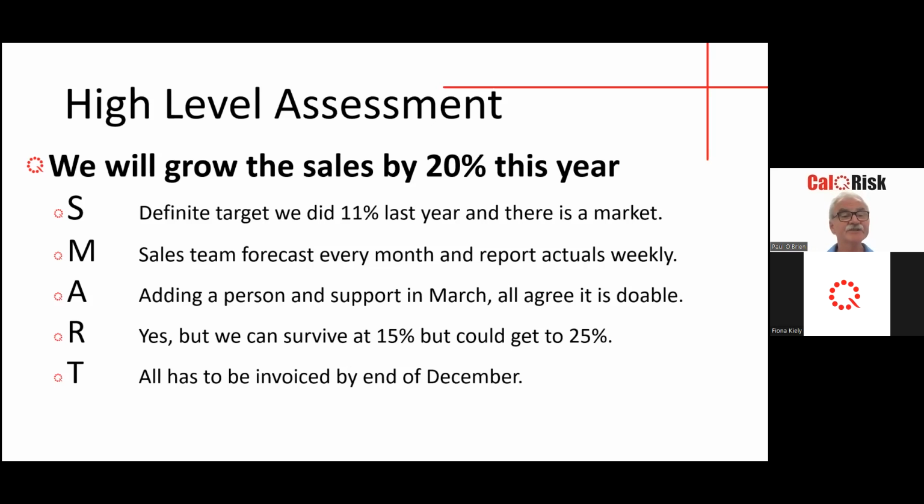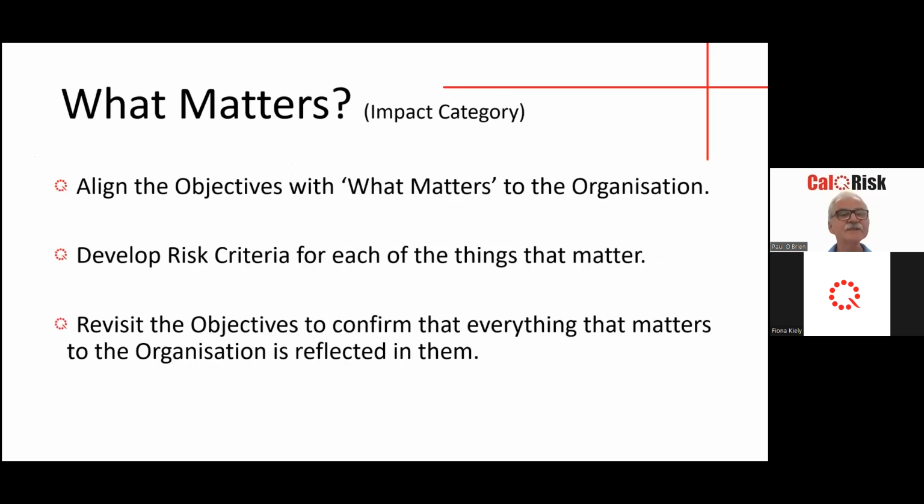The second one, the SMARTs here, the sales team forecast every month, and they report the actuals weekly. So there's no surprises in the measurement. If it starts to go wrong, you know it starts to go wrong. The next one, this is additional resources to support in March, and there's agreement that it's doable. And you can see, yes, we can survive 15%, but we could get to 25. So this is recognizing that there's upside in it as well. And the time-bound thing, it's nailed down to the end of the year. So that's effectively confirming that the objective is a SMART one.